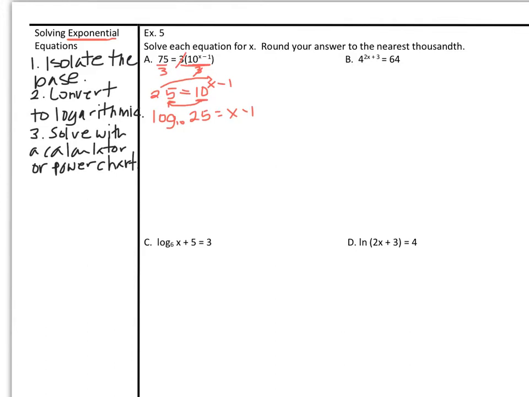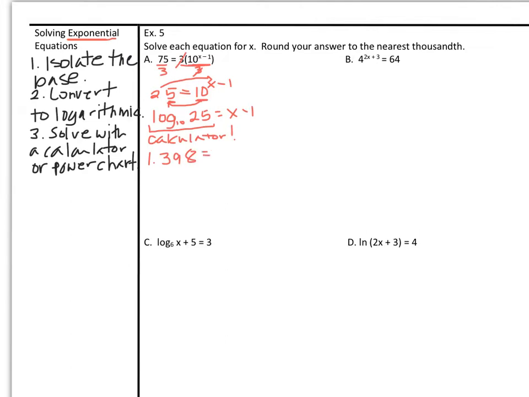Now we're at step 3. It says solve either with a calculator or power chart. If your logarithm is base 10, like we have here, this is what we can plug into our calculator. Anything base 10 is what's called a common logarithm, if you remember that from before. And that means you can literally just plug it in. Now it says round your answer to the nearest thousandth. Type in log 25 and you should get 1.398 rounded to the nearest thousandth.